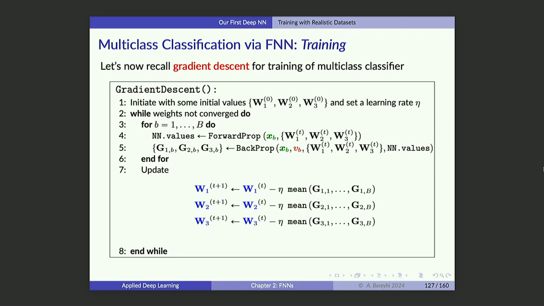Everybody's clear? Great. So this is what we call full batch gradient descent. This is the perfect thing you could do, but as you might guess, we cannot do it because this is going to be too much computation.